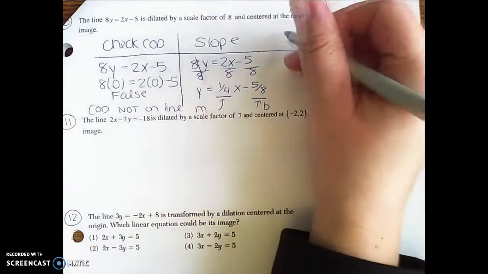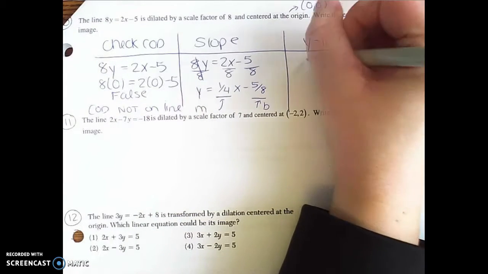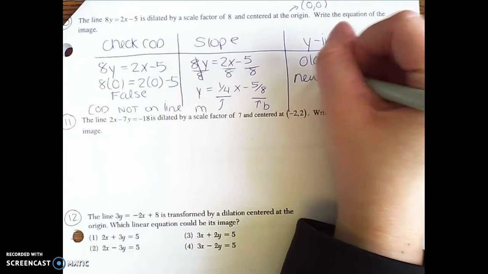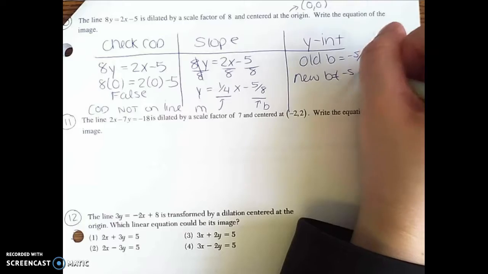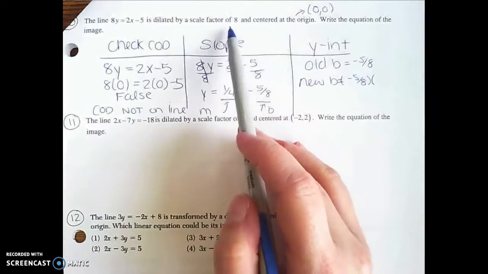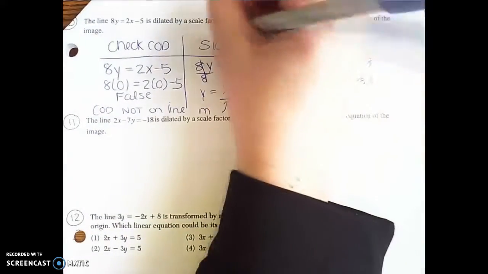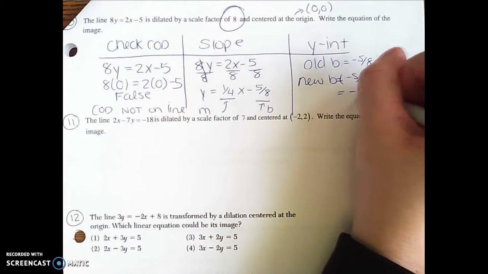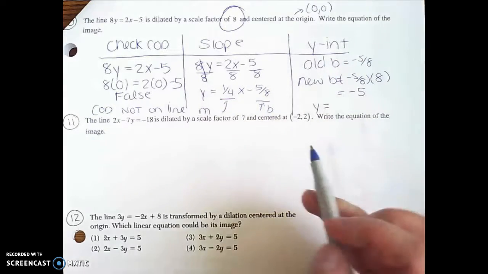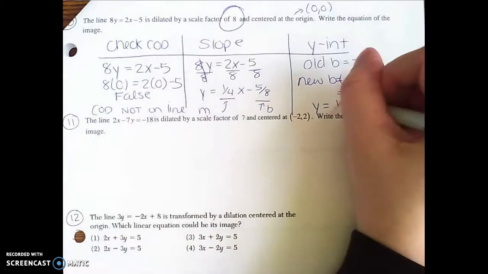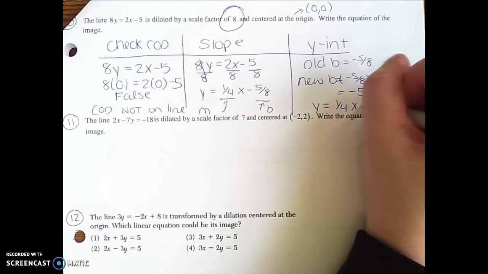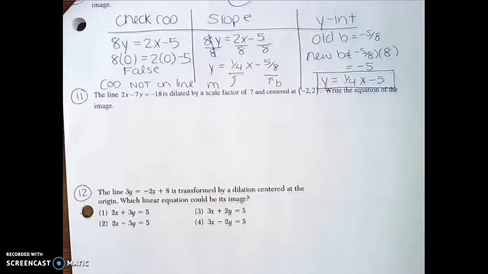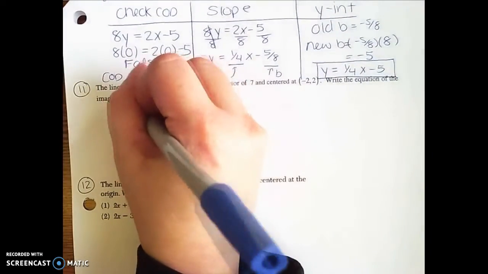My y-intercept, I still need to find. My old b is negative 5/8. My new b is negative 5/8 times my scale factor. My scale factor is 8. If I type that in my calculator, I'm going to get negative 5. So my new equation is y equals, same slope of 1/4, x, and my new y-intercept is negative 5. Done. Question number 11, same thing, start by checking my COD.